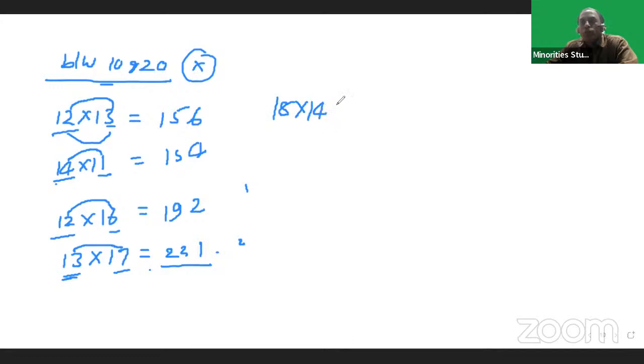18 into 14. First, find the product of the two unit digits. 8 into 4 is 32. Next step is find the sum of the first number and the unit digit of the second number. 18 plus 4 is 22. 22 plus 3 is 25.